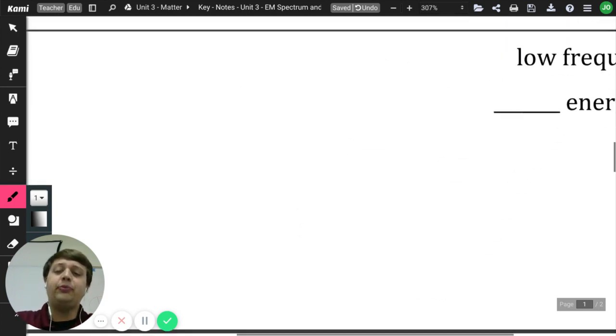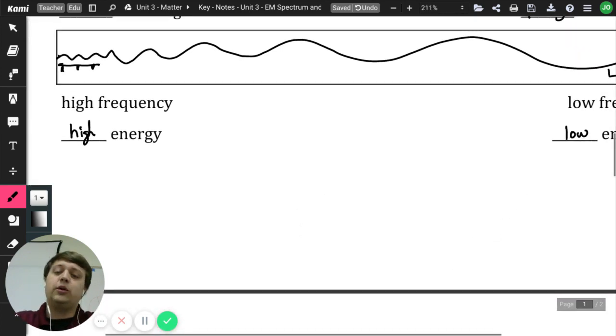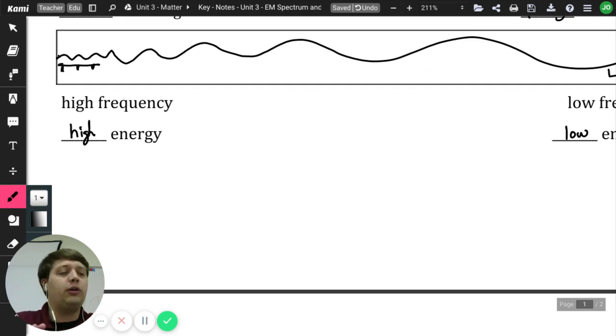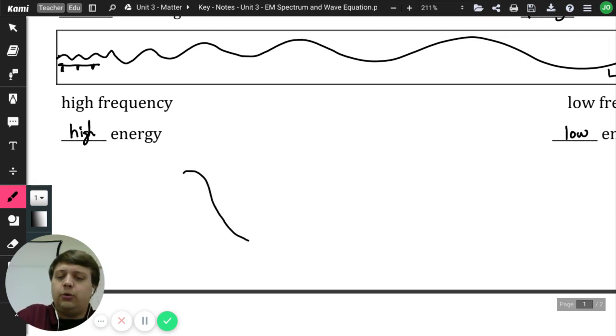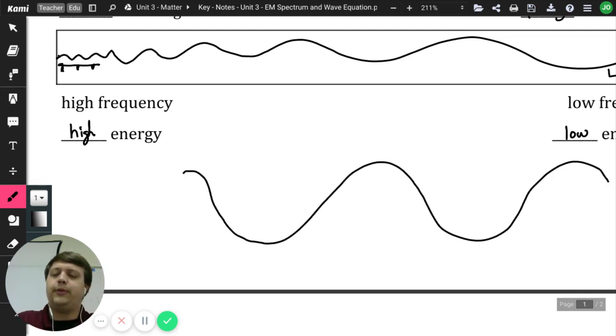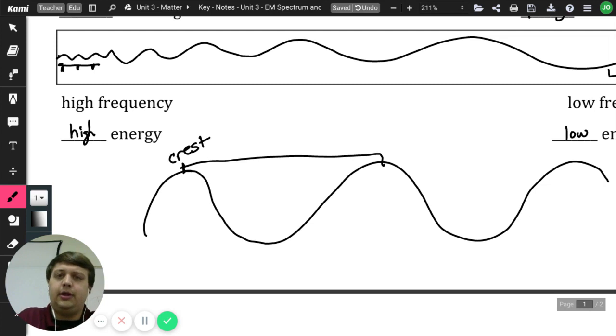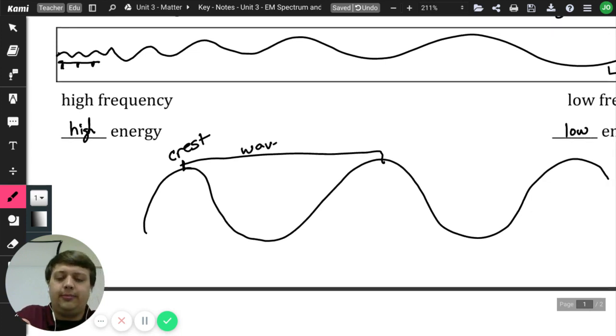All right. Now, the very last thing on this is looking at our waves and actually knowing the parts of the wave. So first off, let's draw a wave, like that. What are the parts of the wave? The first part is if I'm going from right here, which is what we call the crest, to another crest, that's what we call our wavelength. So our wavelength is the distance from one crest to another.